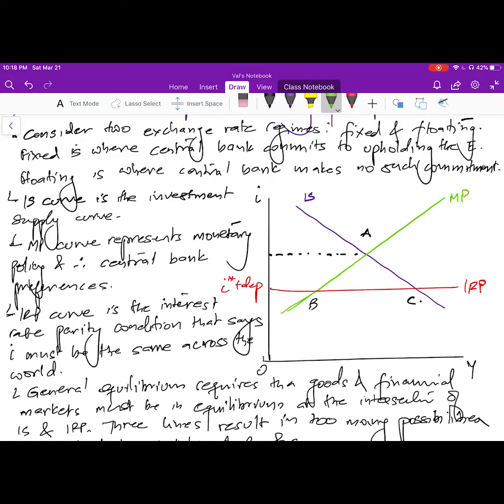But this time around, the central bank does not care. The central bank does not care, but because of the appreciation in exchange rates, foreign goods become cheaper and home goods become more expensive, right? So imports increase, exports decrease. As a result, the IS curve shifts and it keeps on shifting until it hits point B. At that point, the central bank reduces the interest rate from where it was to the IRP level interest rate. So in this instance, it gets to satisfy the IRP condition. Okay.